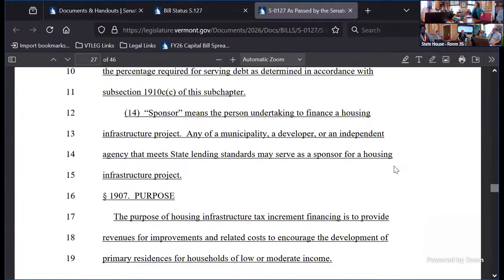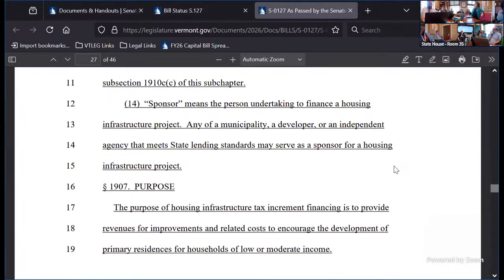But this next piece, subdivision 14, is one of the biggest novel features of this proposal as against TIF districts. So this word sponsor. I mentioned before that for TIF districts, the only entity that is contemplated to receive increment and to finance the infrastructure and receive an increment against that is the municipality. In any instance in which a municipality is trying to avail itself under TIF districts of tax increment financing, it's going to bond. It's going to take on its own financing to pursue a project.